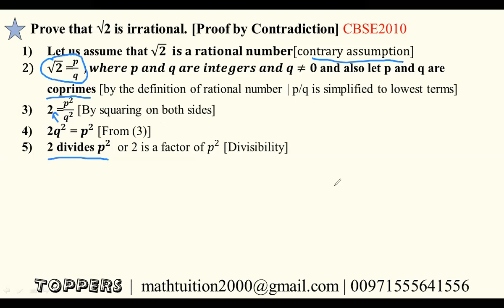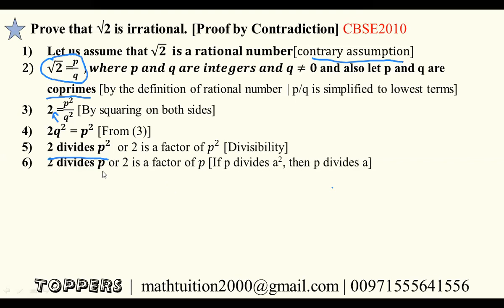Next step, we can say 2 divides P. Direct consequence of the fundamental theorem of arithmetic. What does it say? If P divides A square, then P divides A. So here, 2 divides P square, then 2 divides P. Or we can say 2 is a factor of P also.